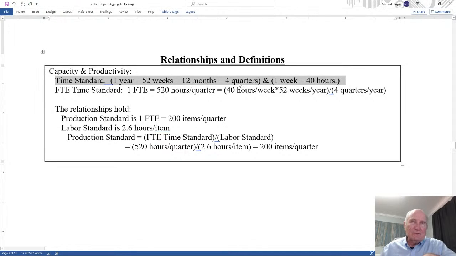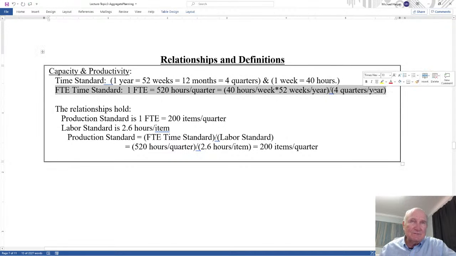So that's our standard. Well, if that's true, then I can say, how many hours are there in a quarter? Well, I take 40 hours a week times 52 weeks divided by 4 quarters, and it turns out to be 520. So that's my FTE time standard. That's how many hours an FTE will be working based on this time standard definition. So that's a definition, and this is a definition. Both of those are definitions.